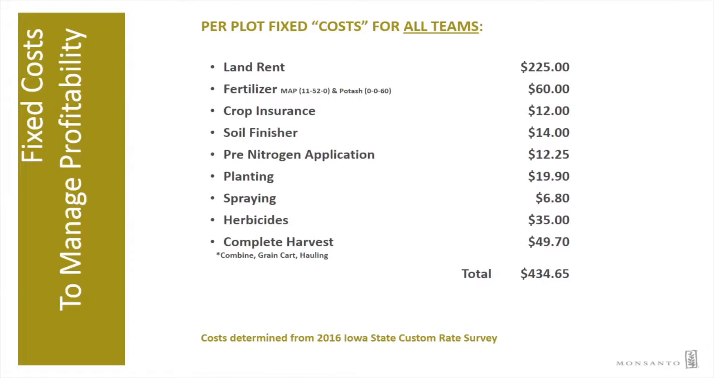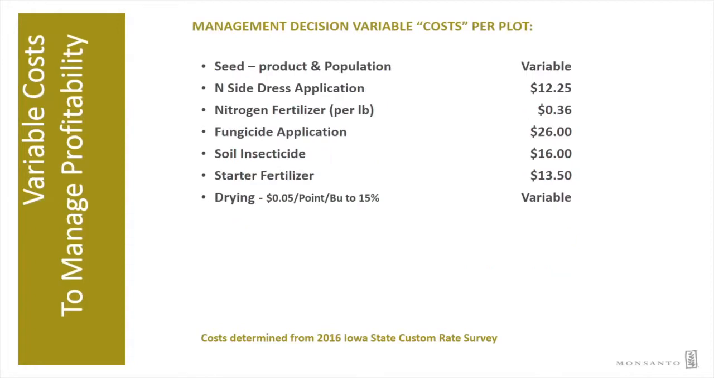So that runs about $49.70 per acre. So your grand total cost there is $434.65 for your fixed costs. Now these are decisions that are going to be made for you, and not much say into that. So let's get into your variable costs per plot.